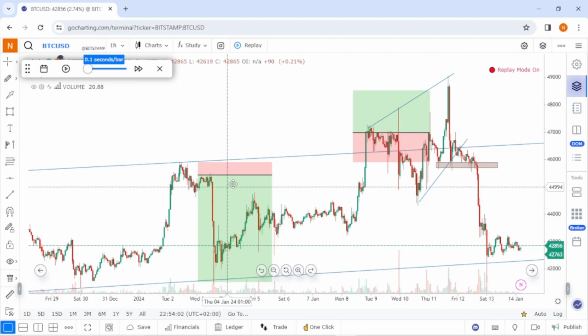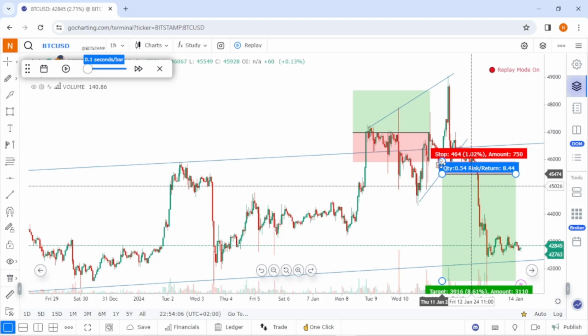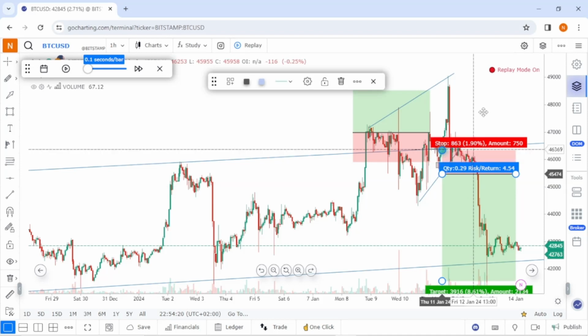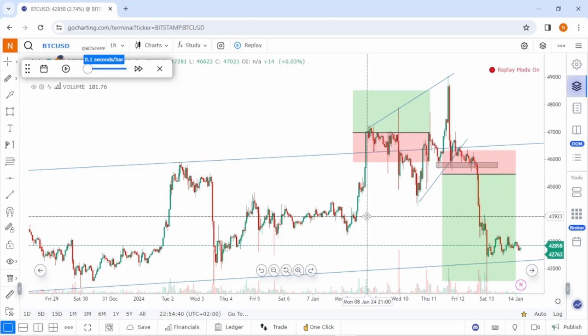So let me just use this previous. This is where you would have entered this trade, and then obviously you have to place your stop loss above the previous lower high, being this candle that closed right here. So this is how you would have entered this market, and then boom, your take profit would have been hit perfectly, almost way too perfect.